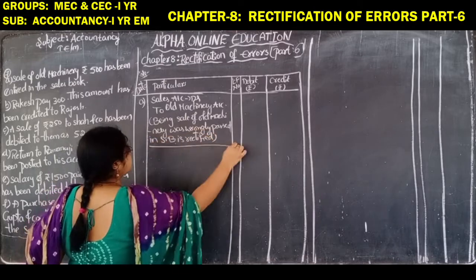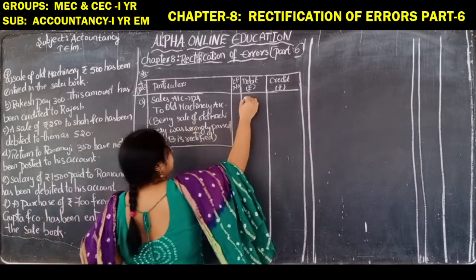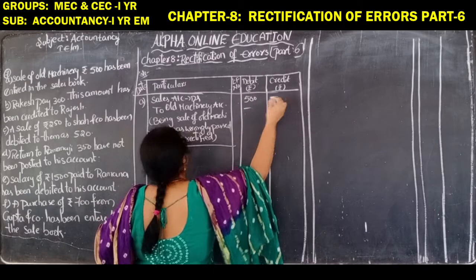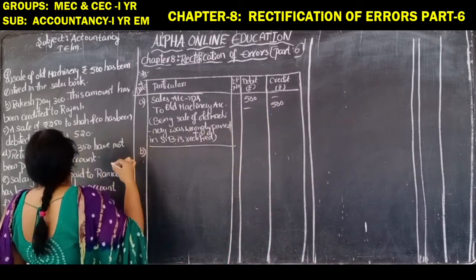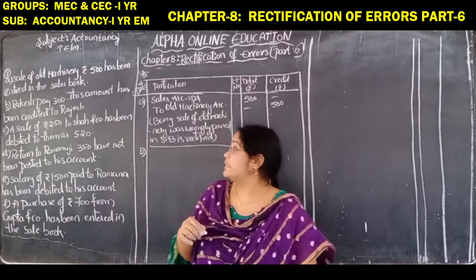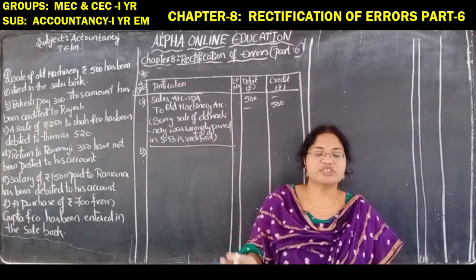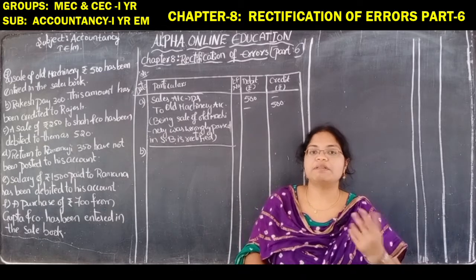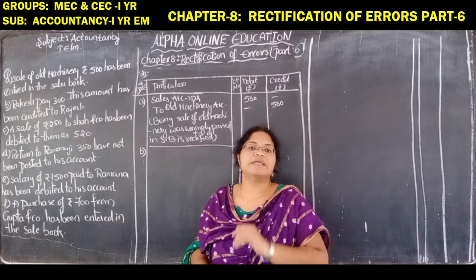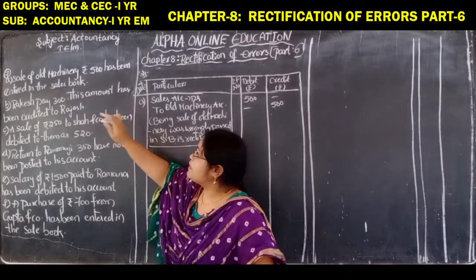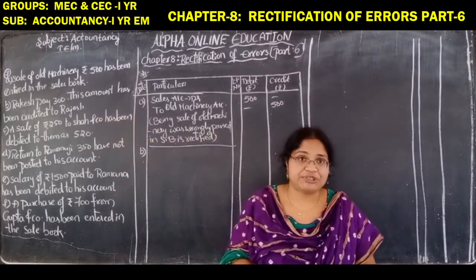So how much is the amount? 500 rupees in debit column and 500 rupees in the credit column. Next, B, Rakesh pay 300. So Rakesh paying 300 means cash is going from Rakesh. So what will be the entry? Cash account debtor to Rakesh account. His amount has been credited to Rajesh.